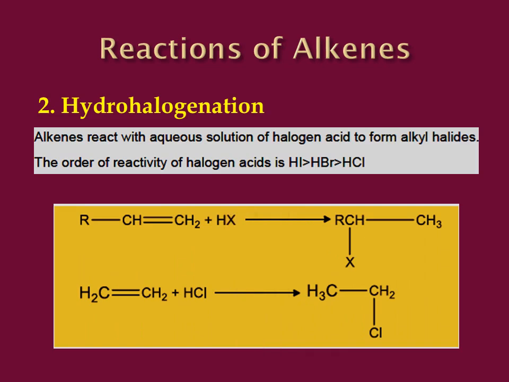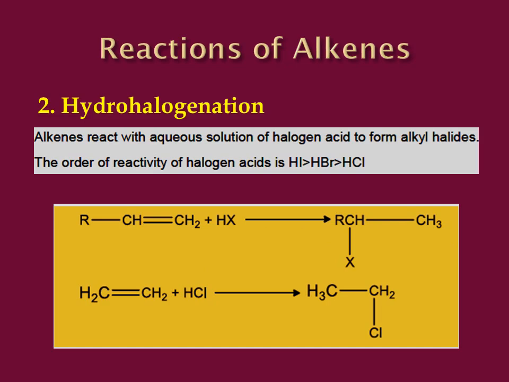Let us look at the chemical reaction. This is an alkene and this is a halogen acid. Now this H and X atoms from the halogen acid are going to add across this double bond. As you can see over here, an X atom has been added and this CH2 has converted into CH3. Again converting an unsaturated hydrocarbon to a saturated alkyl halide.